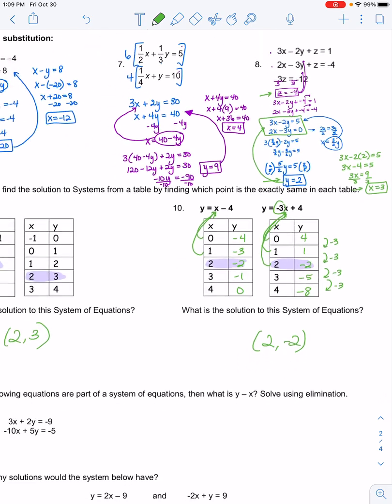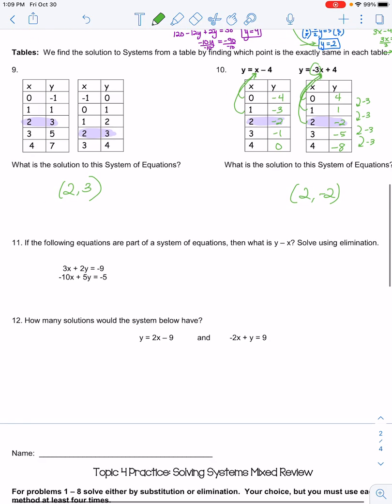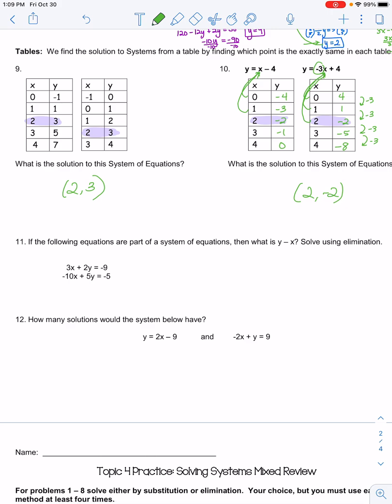Okay, almost done. Last problem, or no, second last problem. If the following equations are part of a system of equations, then what is y minus x? Solve using elimination. So this is, again, not a problem where you're going to just be done after finding x and y. You're going to have to use your x and y to answer their real question.